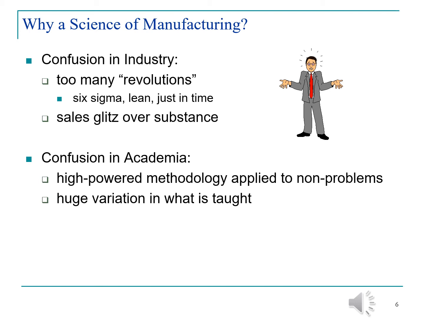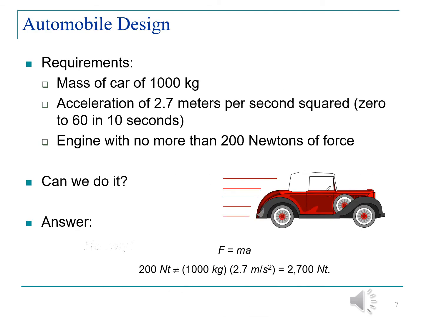Many faculty members that perform research in manufacturing are focusing mostly on the methodology itself and not the actual problems that are happening in manufacturing. And there are multiple and very different methodologies that are typically taught. So there's a huge variation in what is taught in different universities. So there's a need for consistency. So in this class, we're going to be guided by concepts that are put together that define the science of manufacturing. So let's talk about this simple example.